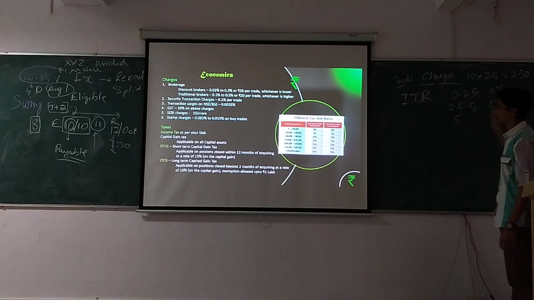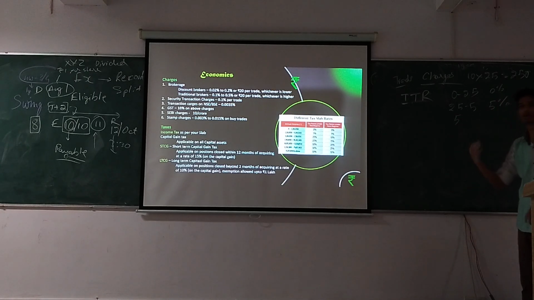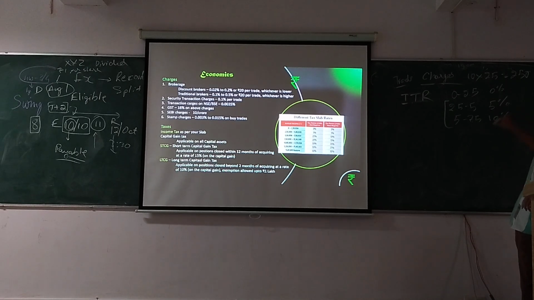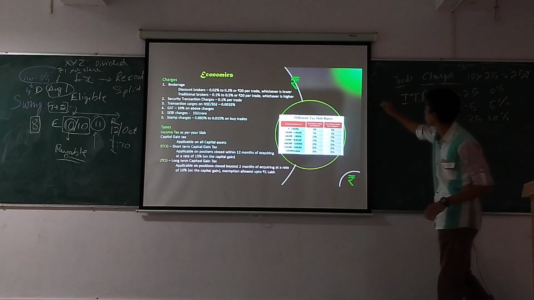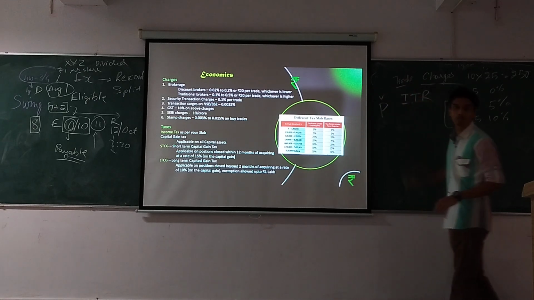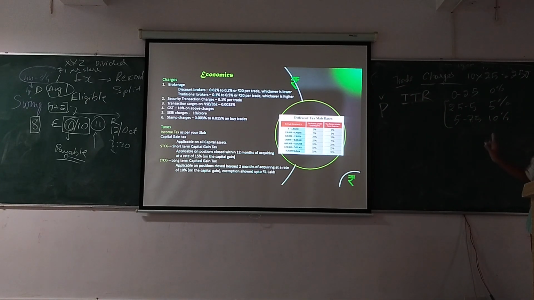Above 5 it is as per the slab. You can look at Google at any time. So most of us will fall somewhere in between. For 2.5 to 5 lakhs it will be 5%. As per your income tax, this is chargeable only on your profit. Only on your profit. So if you make a profit of 2.5 lakhs in the stock market, you are liable to pay 5% as income tax, only on the profit.